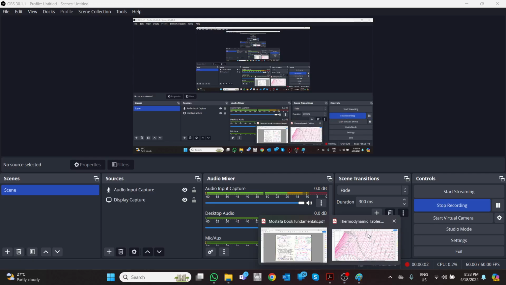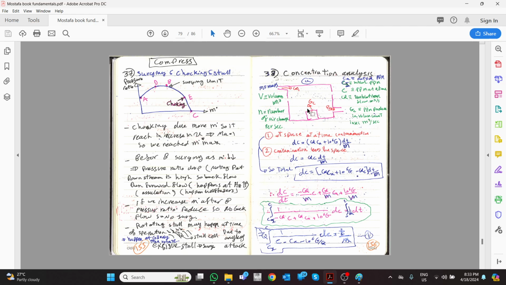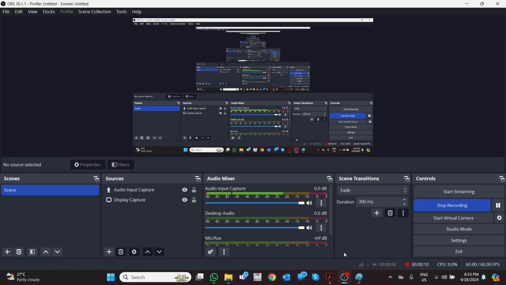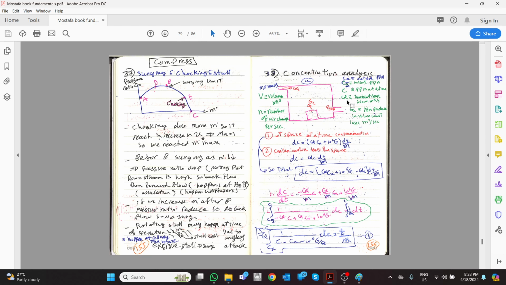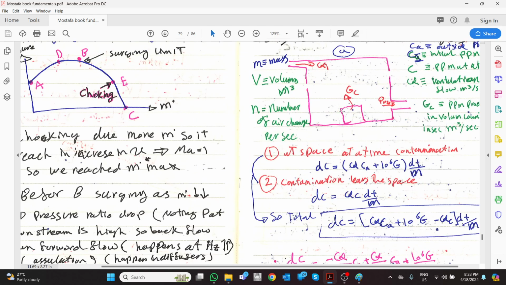Now we're going to discuss the concentration analysis and what we can do, or how we can do a concentration analysis or a contamination analysis. It can be applicable for carbon dioxide for ventilation, for example, or it can be a dangerous lethal gas, like CO, carbon monoxide in a parking, etc.